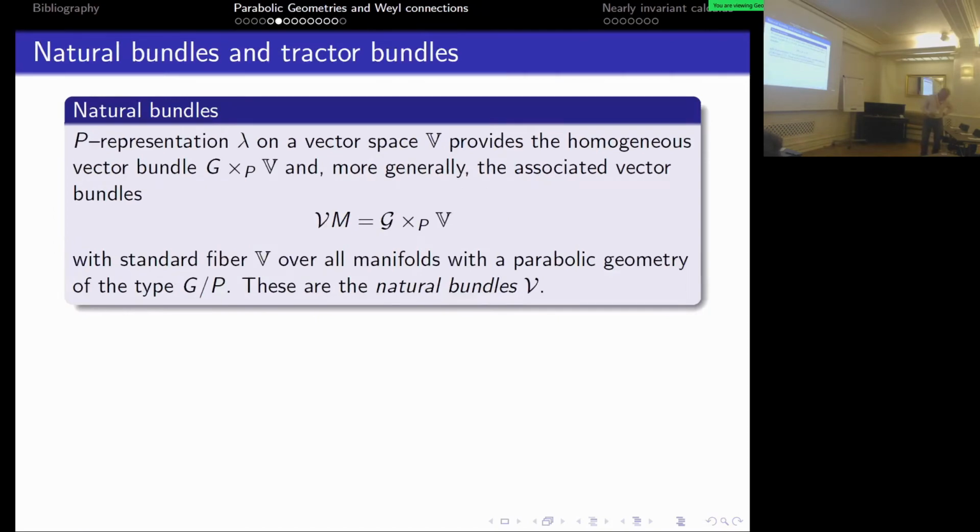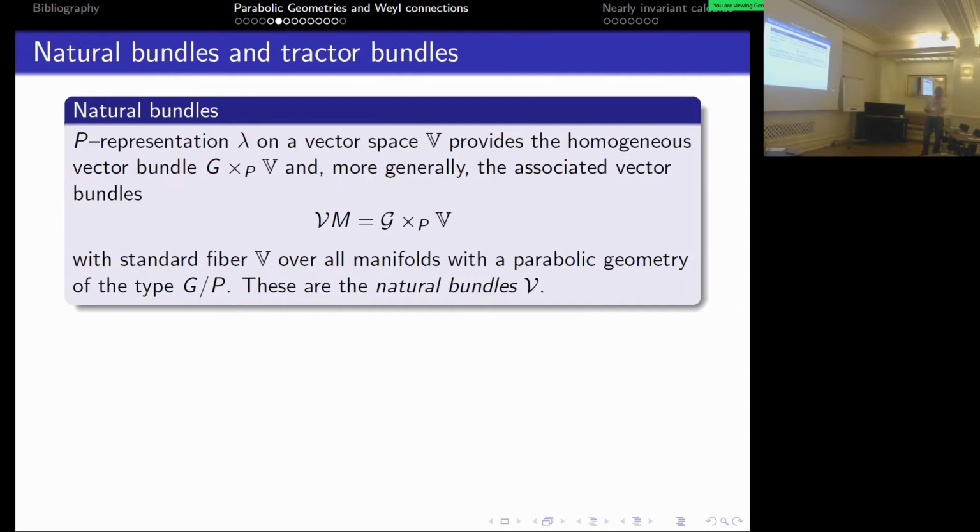So now what are the natural bundles? The natural bundles come from every representation. So whenever I take a representation lambda on a vector space, so I'm in a P representation, then on the homogeneous space, I get the so-called homogeneous vector bundles.